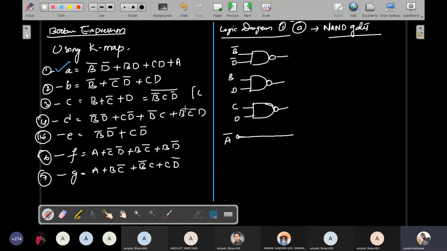Okay, why am I taking A bar? Because I want the complementary. Due to this complementary procedure, generally it is a complementary. Therefore, these all are connected to a single NAND gate. Okay, so these all are connected to a NAND gate, once again a NAND gate. So this is the final output A.